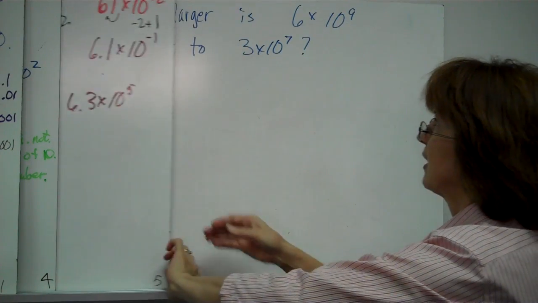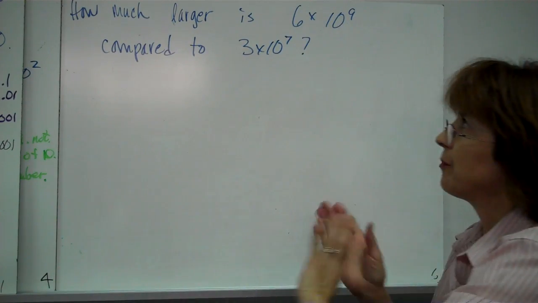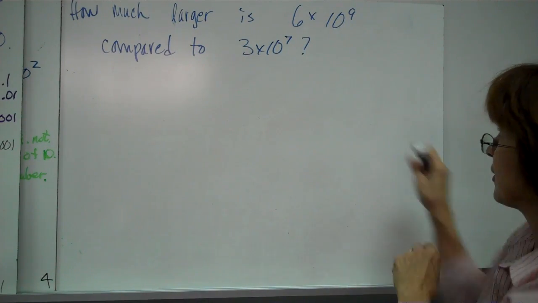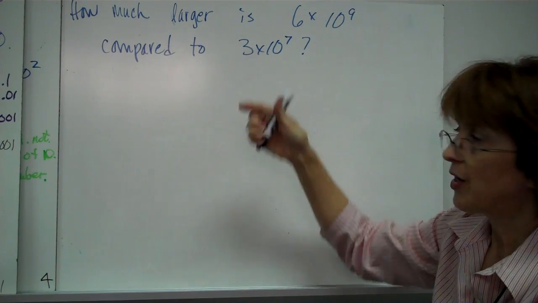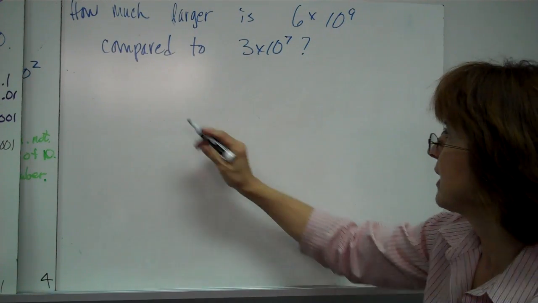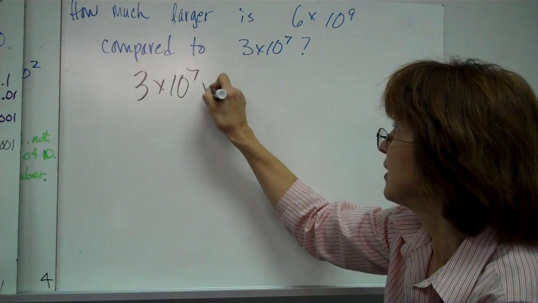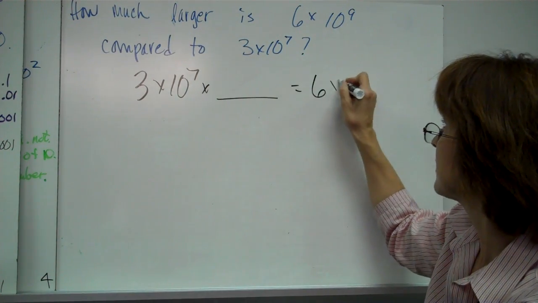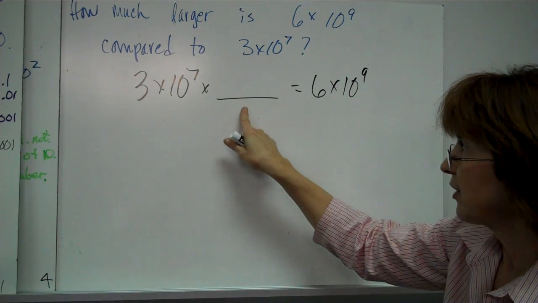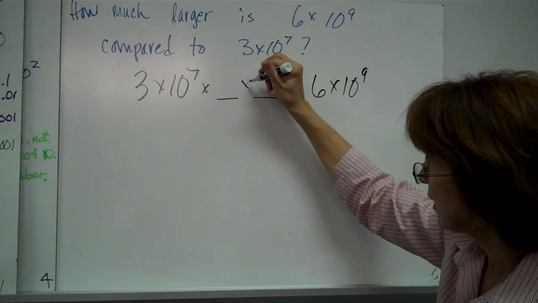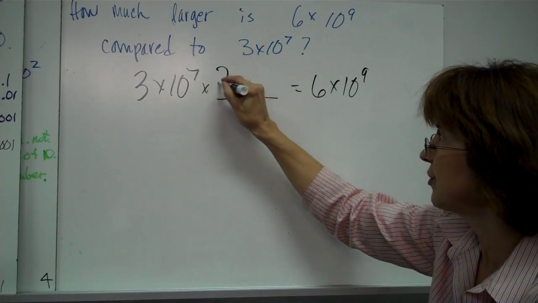Last slide here. Okay, this one is now not just ordering; we're going to compare how much bigger is 6 times 10 to the 9th compared to 3 times 10 to the 7th. Okay, there's a couple ways to think about this. One way is, in other words, what they're asking you for is 3 times 10 to the 7th times what is going to give me 6 times 10 to the 9th. That might be the best way of thinking about it. Okay, we'll think about it in 2 parts as well. Okay, what times the 3 will give us the 6? Well, that's clear. That's going to be 2.